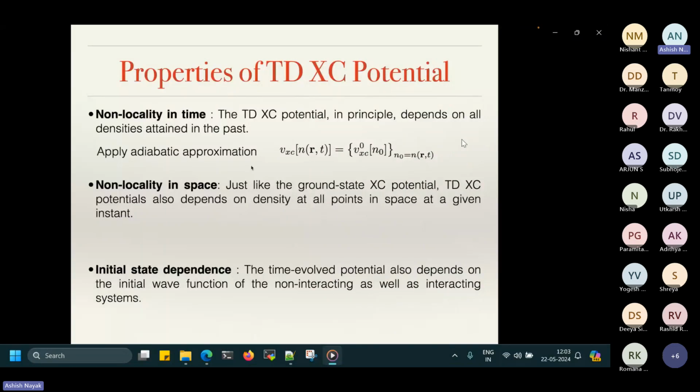It's called the adiabatic approximation. By doing this, of course, you're ditching all time dependence, and that has consequences. And I'll show that to you in the next slide.